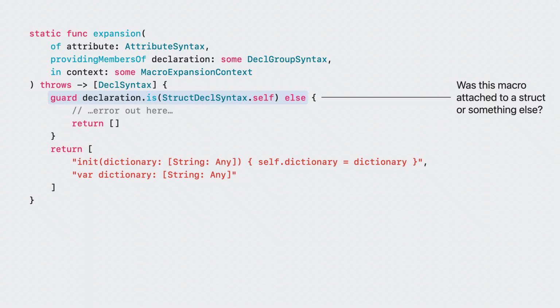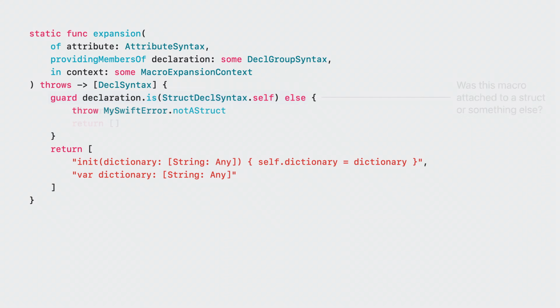So we'll write a guard else that calls the declaration parameter's is method and passes StructDeclSyntax. If the declaration isn't a struct, we'll end up in the else block. For now, we'll return an empty array, so the macro doesn't add any code to the project. But what we really want to do is emit an error.